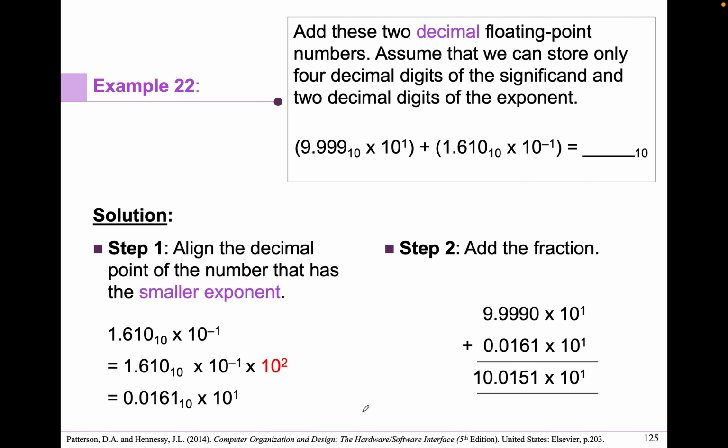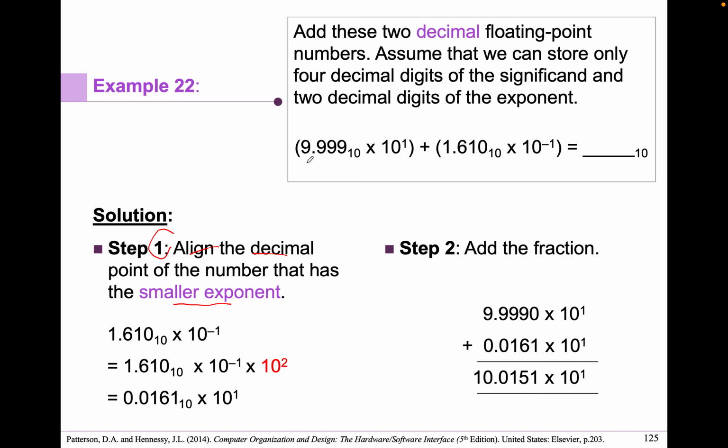Let's take a look at the example given here. Sometimes you think this is like normal numbering, you just add two numbers, but it is in terms of floating point. So how are you going to add it? First of all, you need to align the decimal point of the number that has the smallest exponent. When you have the smallest exponent, you will align it.